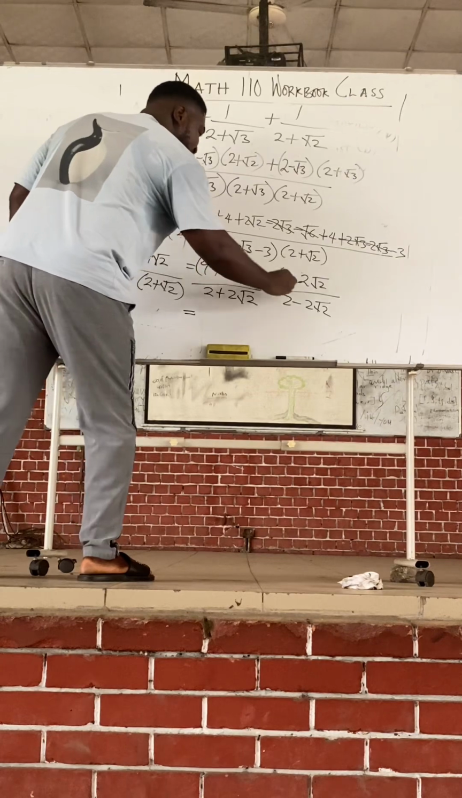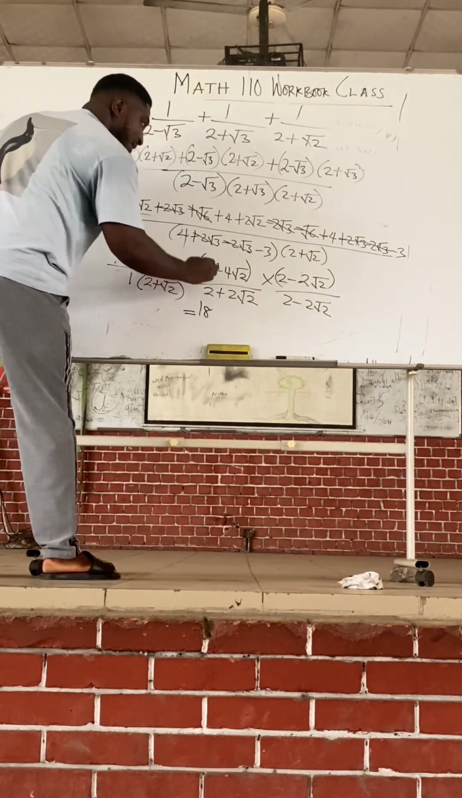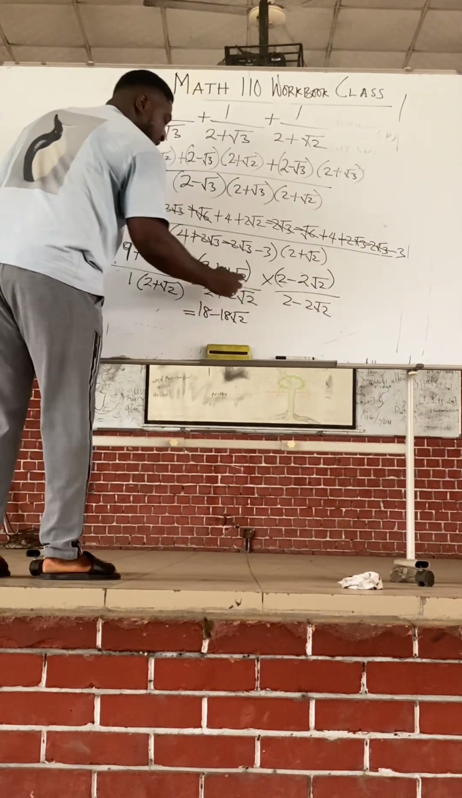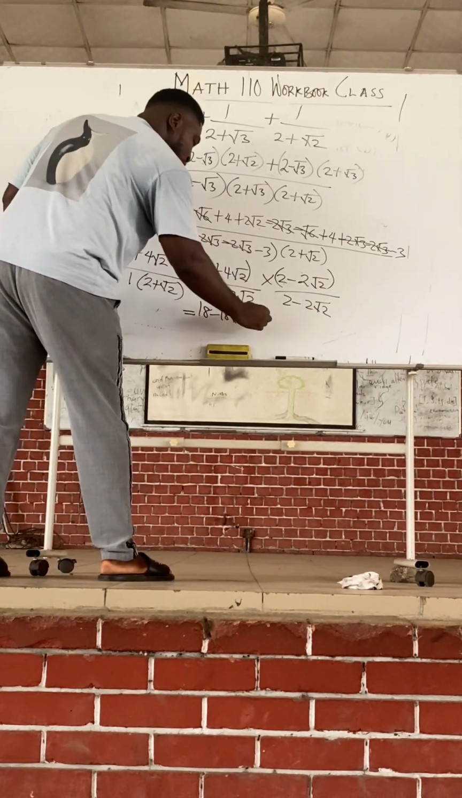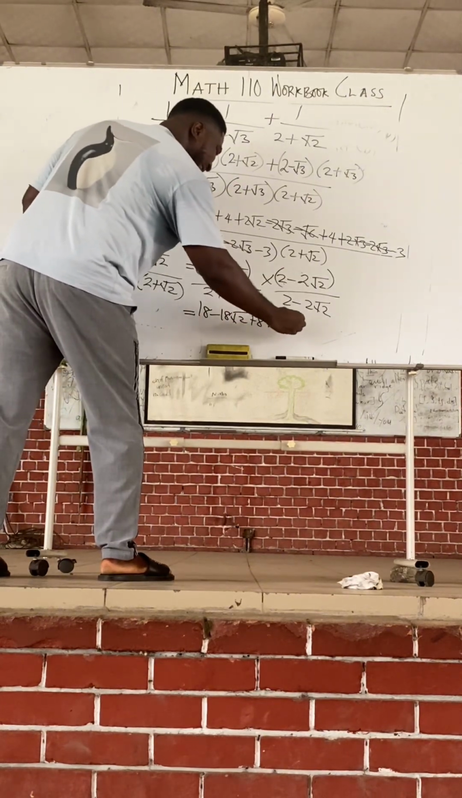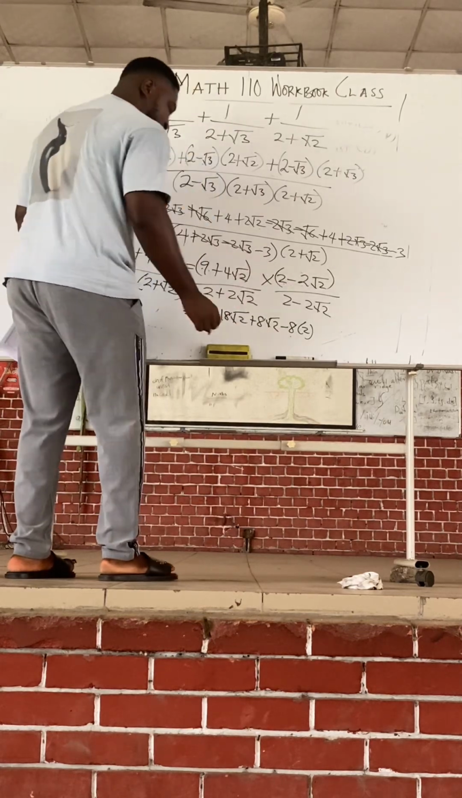So expanding this. 9 times 2 is 18. 9 times minus 2 root 2 is minus 18 root 2, because of the minus. 4 root 2 times 2 is 8 root 2. 4 root 2 times minus 2 root 2 is minus 8 times 2, because root 2 times root 2 is 2. 4 times minus 2 is minus 8.